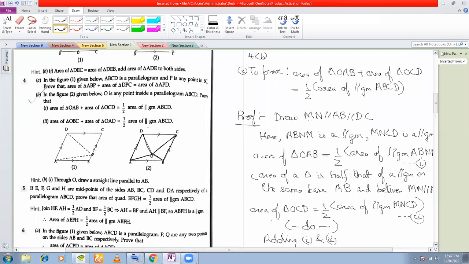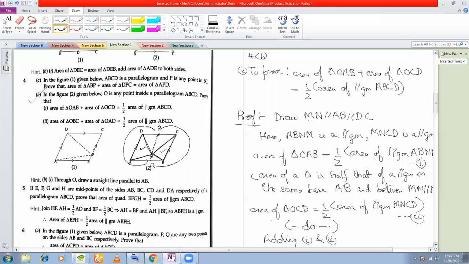In the earlier case, we had drawn a horizontal line there. In this case, we'll draw a vertical line that passes through O. Let us call these points P and Q. Now again, triangle OBC, that is this triangle, is half the area of parallelogram QBCP, this parallelogram, right?